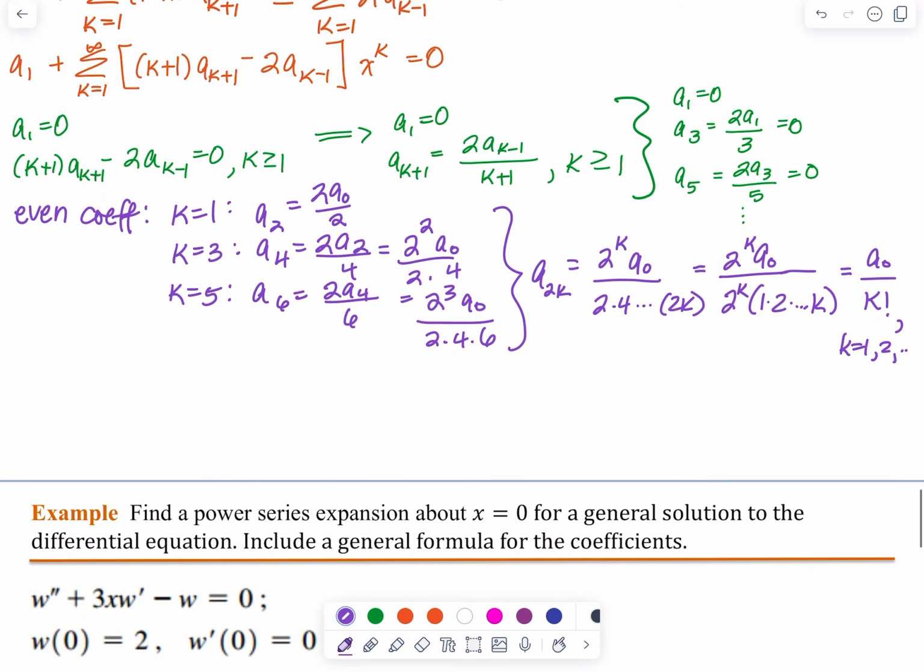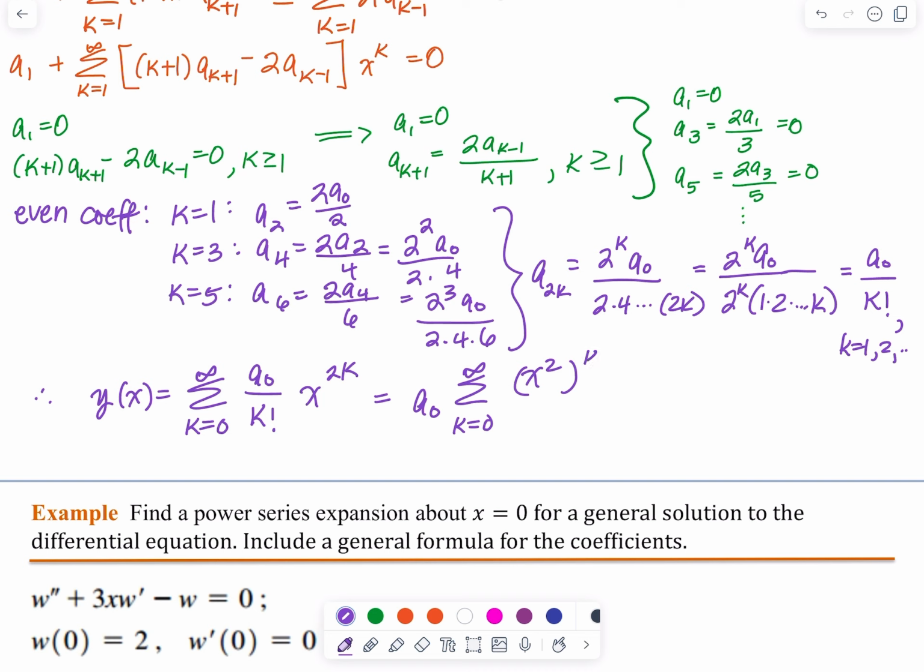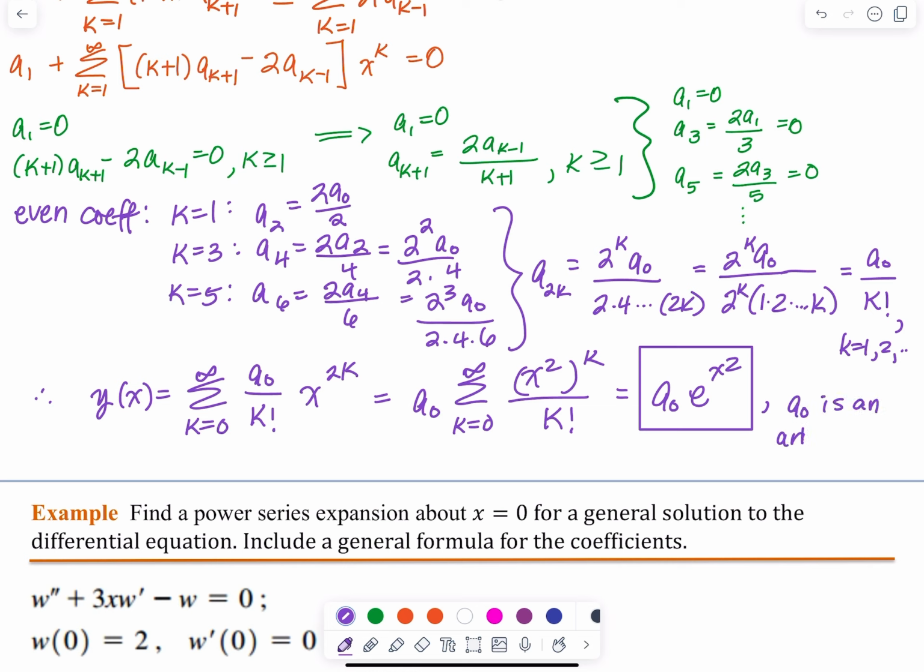So now we have y of x is equal to the sum from k equal to 0 to infinity of a naught divided by k factorial multiplied by x to the 2k. Of course, we can take a naught out of that sum, k equals 0 to infinity of x squared raised to the k power all over k factorial. As you can see, that's a naught multiplied by e to the x squared, since we recognize that sum. And of course, a naught is an arbitrary constant.